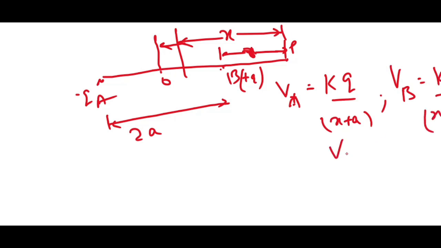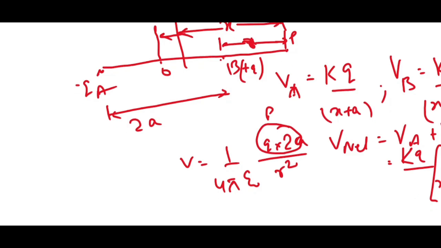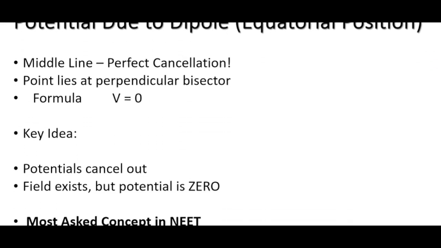Take the LCM. Net V is VA plus VB, which is K Q, taking K Q outside, 1 upon X plus A minus 1 upon X minus A. Finally we get V equal to 1 by 4 pi epsilon naught, Q into 2A upon R square. This whole term becomes P. Okay, beta, these are the basic derivations. I have done a small derivation. You have to do it completely on your own. Try to do it by your own.